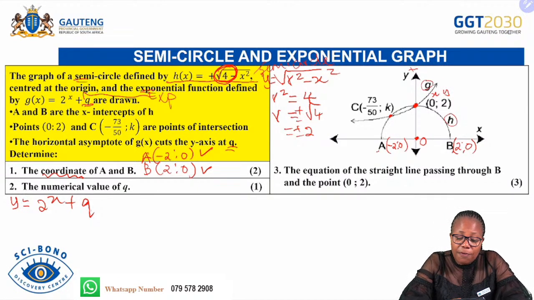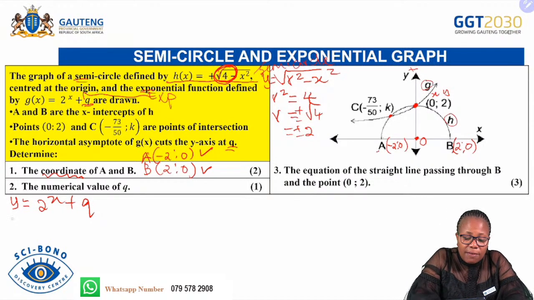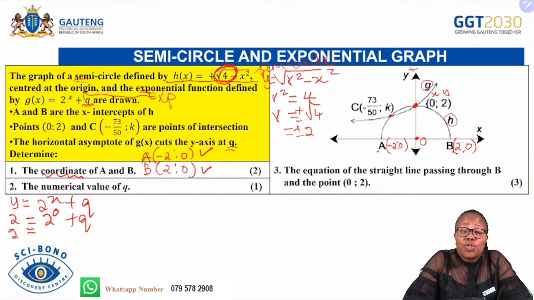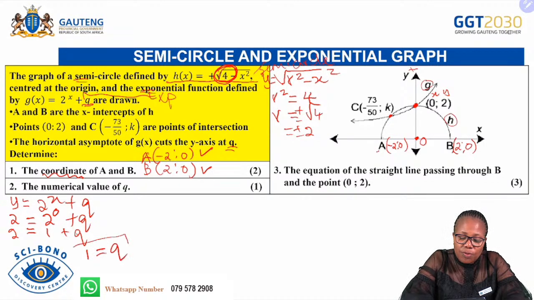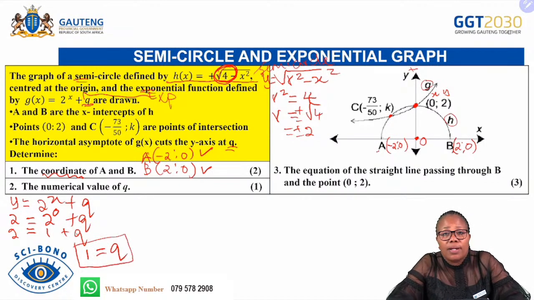Okay, if you have an unknown, check in your graph, do you have a point that you can use to substitute for x and y in all the functions, grade 12. Therefore, y in this case will be 2, and then our x will be 0, and then we have plus q there. Still we have 2, and then 2 to the power 0 is 1, and then we have plus q. When you transpose 1 to the left, it will be 2 minus 1, which is 1. Therefore, our q value here is just 1.